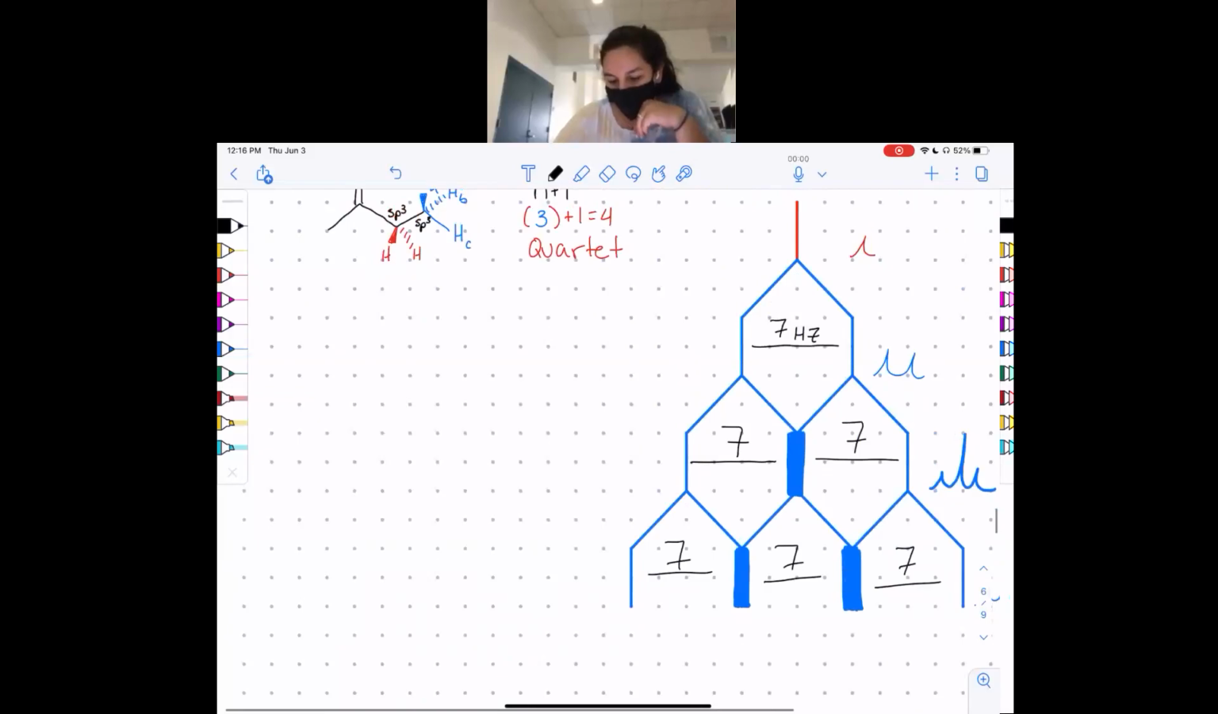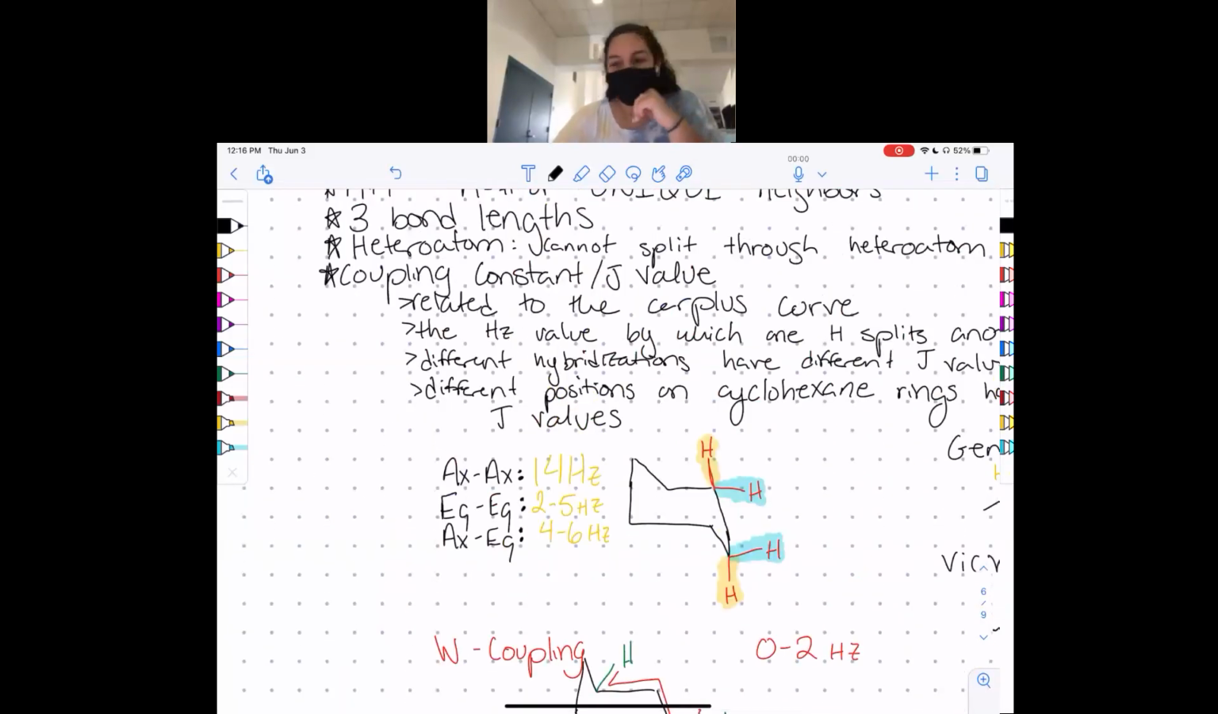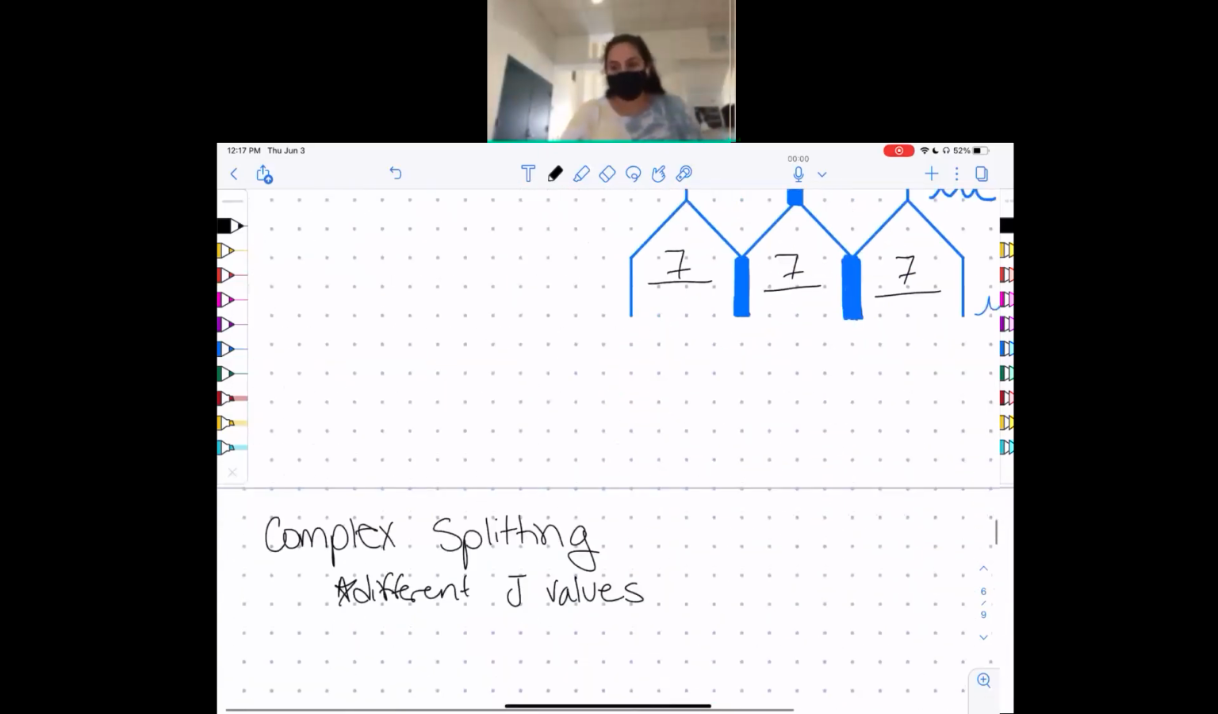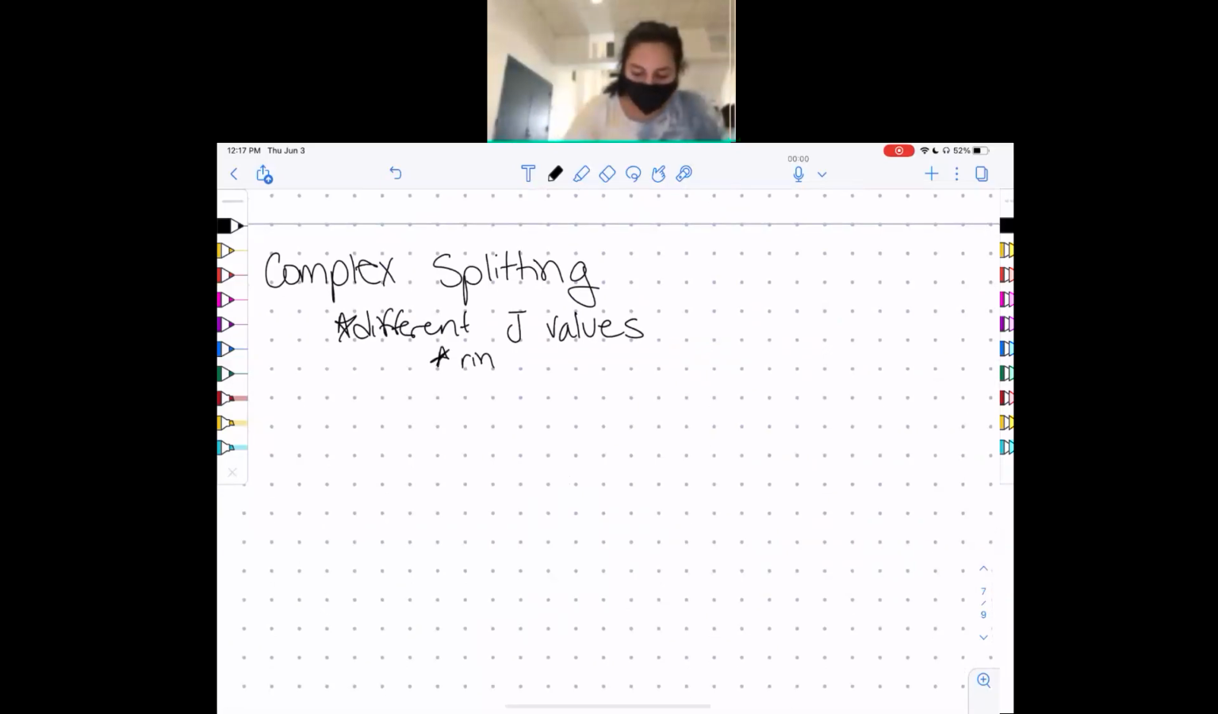Different hybridization and different orientations on the ring. Yes, positions on the ring. Exactly. Thank you so much. All right, so different J values. We know rings and hybridization. That's the things we're going to focus on.